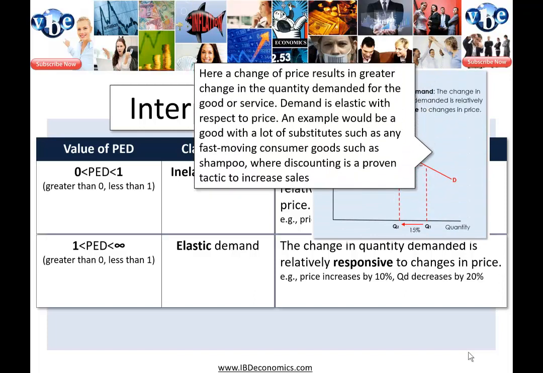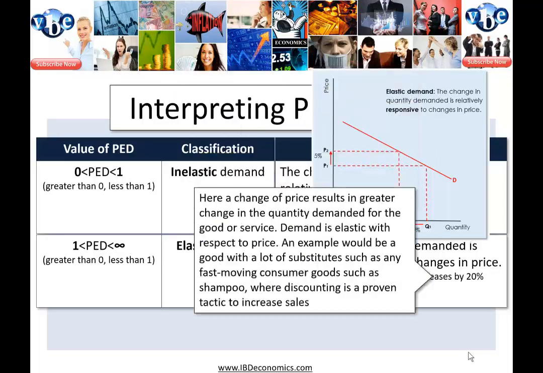This is a relatively flat demand curve, and a change in price results in a greater change in quantity demanded for the good or service. Demand is elastic with respect to price. And an example would be a good with lots of substitutes, such as shampoo. And we know that discounting is a popular sales strategy in fast-moving consumer goods. Lots of substitutes. Any price increase results in consumers switching to an alternative competitor's product.